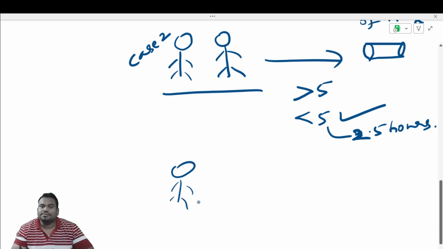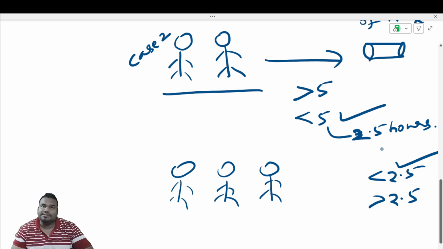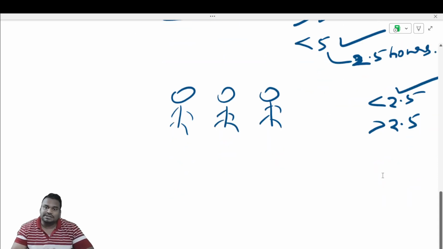If one more person of the same efficiency is added, will it be less than 2.5 or greater than 2.5? Obviously less than 2.5. Why? Because the work will be divided. So 5 hours will be divided by 3.